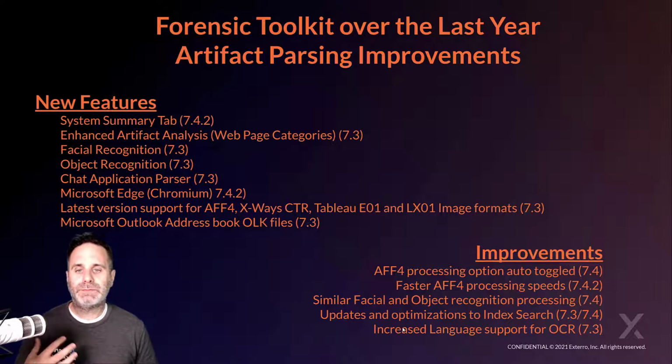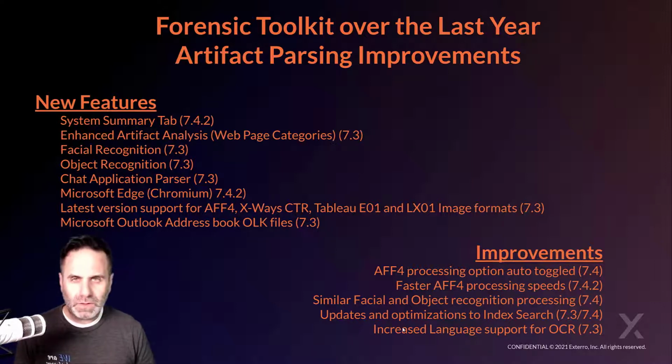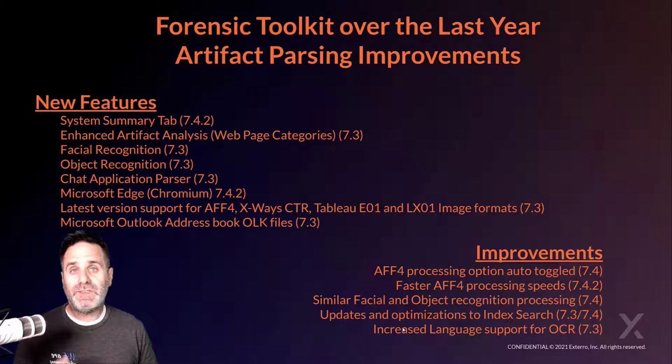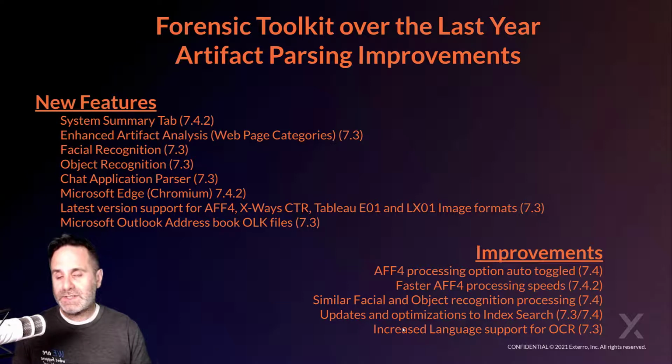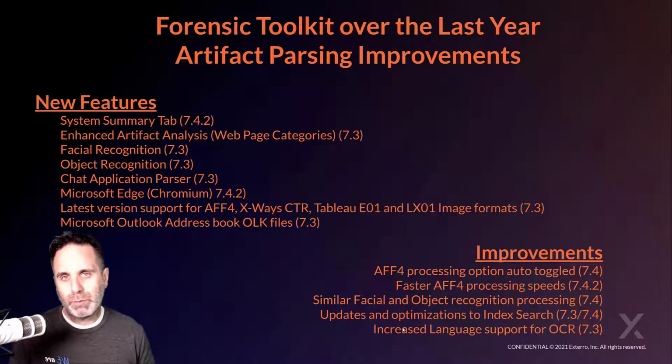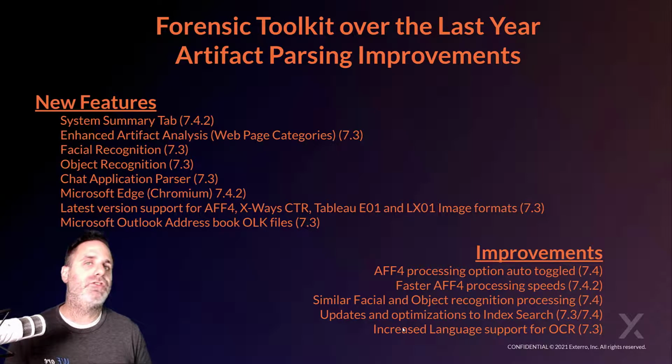Microsoft Outlook address book support, also added in the last year. So improvements to some of these and some of the other stuff. The AFF4 processing option is now auto toggled. If it detects that you've loaded up an AFF4 image, it will automatically toggle the expansion option necessary to process that image. Always handy. And we've also improved the rate at which we process the AFF4 images. Again, always a good thing. We also added to our facial recognition, similar facial and object recognition, so kind of an expansion on that feature set.